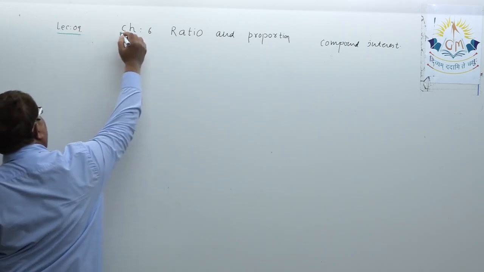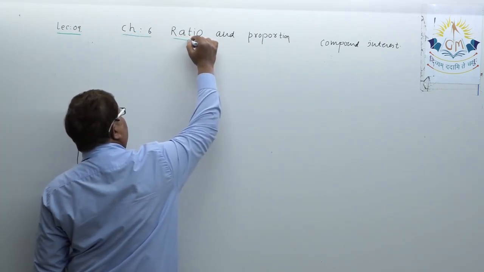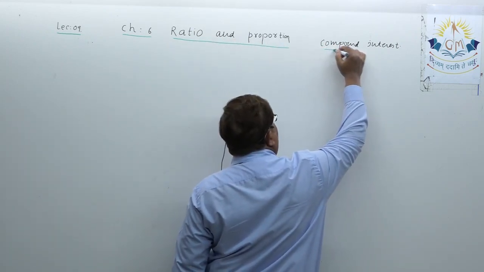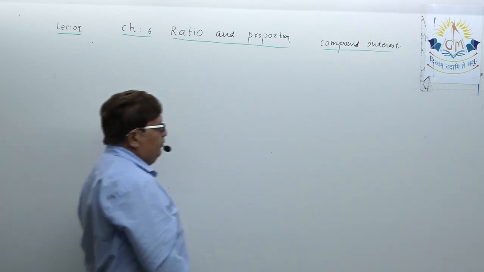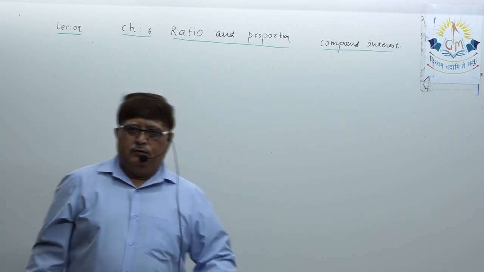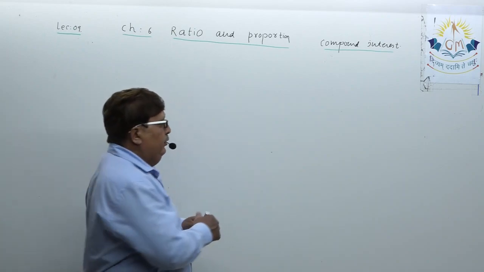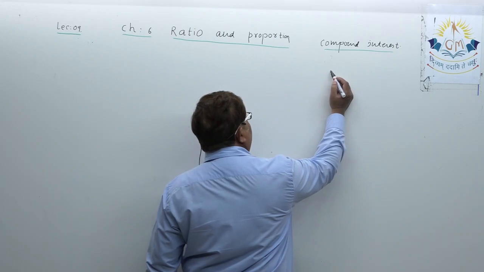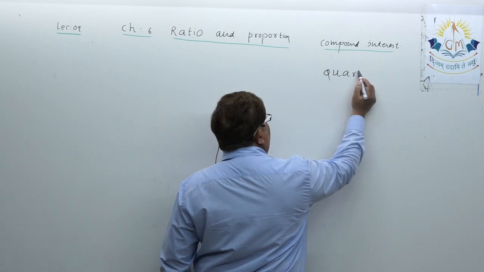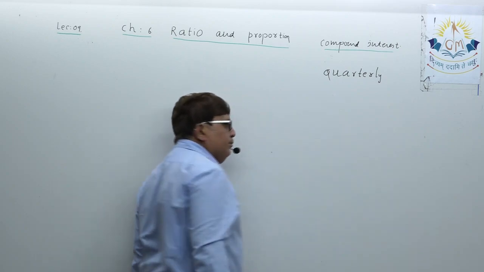calculation of compound interest when the interest is compounded quarterly. This word first you need to understand, then it becomes easy for you to solve the example. You need to understand the word quarterly. First let me explain quarterly.